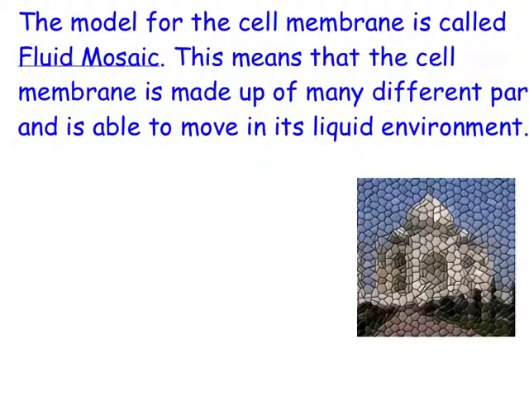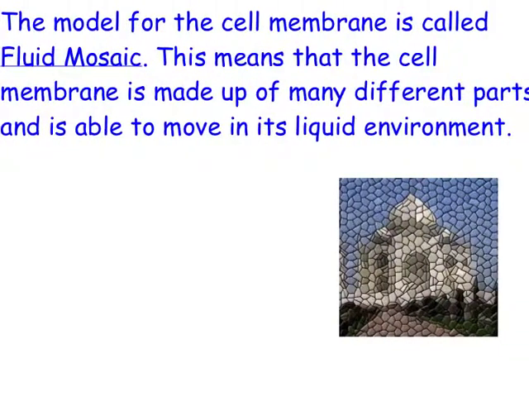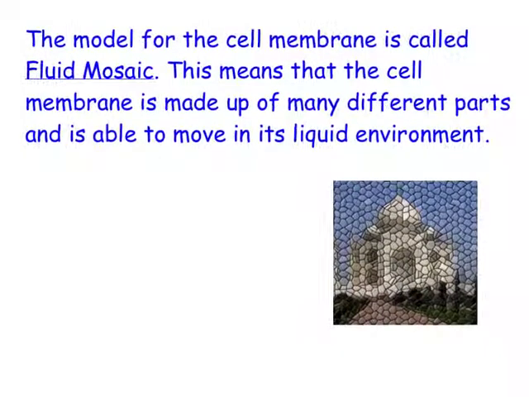Finally, the model for the cell membrane that you'll see in the textbook is called the fluid mosaic model. What that means, why we have this model of the cell membrane, is that it's made up of many different parts, and is also able to move in its liquid environment. So it's got many different parts and it's able to move in its liquid environment.